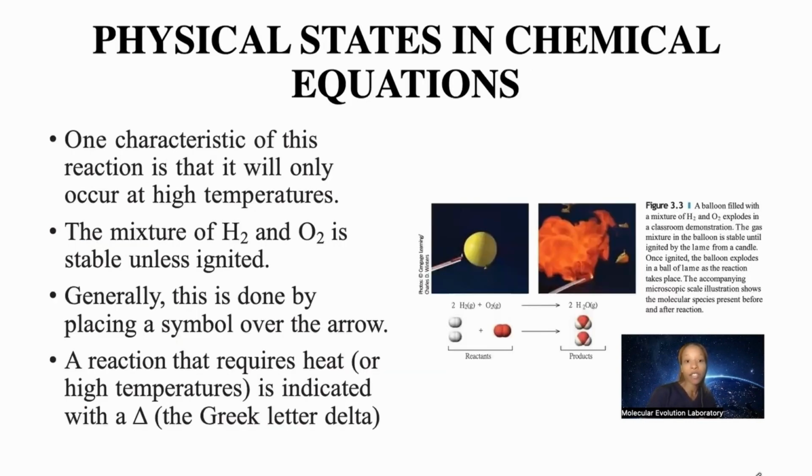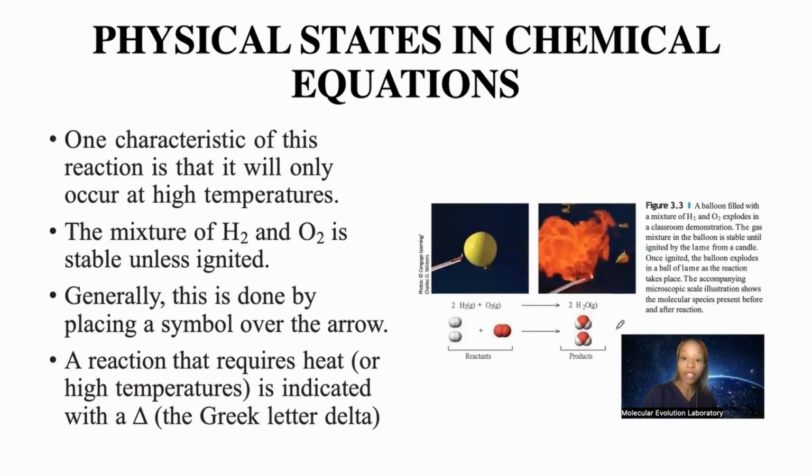One characteristic of this reaction is that it will only occur at high temperature. The mixture of hydrogen and oxygen is stable unless ignited. Generally, this is done by placing a symbol over the arrow. The symbol of heat in Greek is delta. So they usually put a symbol above the arrow, which indicates that in order for these hydrogen and oxygen reactants to form this product, high temperature or heat is required.